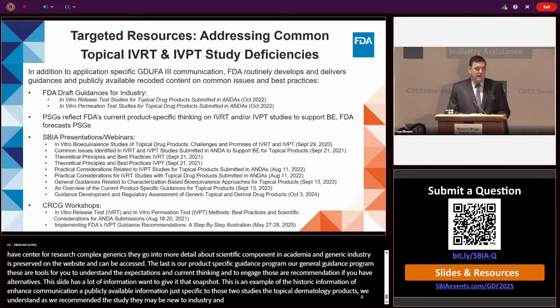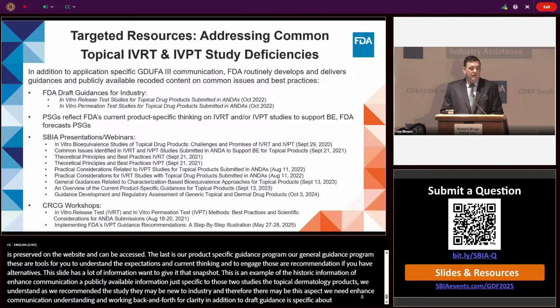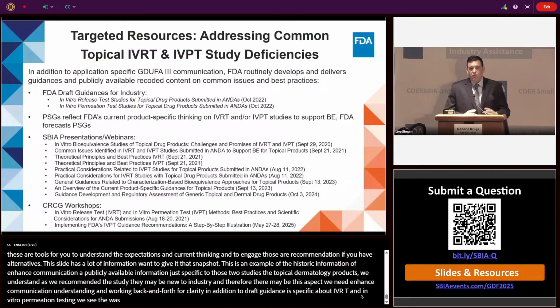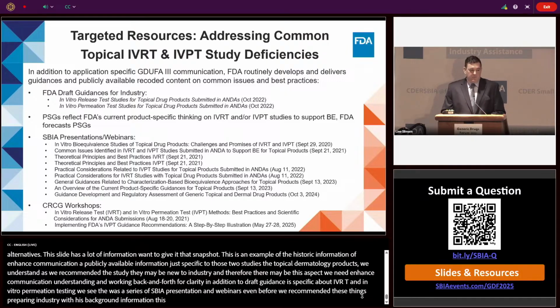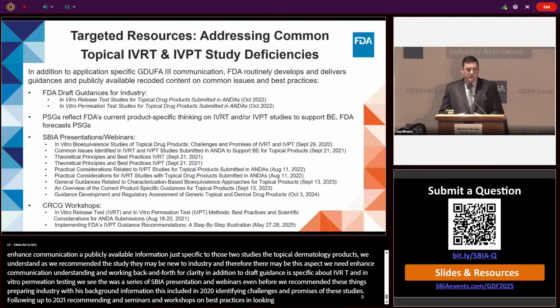So in addition to those draft guidances that were specific about IVRT for dermatological products that were released in October 2022 and the in vitro permeation testing, you also see that there was a whole series of SBI presentations and webinars even before we started recommending these things, preparing industry with this background information. This included the very original in 2020, identifying what are challenges and promises of these IVRT and the IVPT studies. Following up to that, you see 2021, we're already recommending and having seminars and workshops on what are best practices. And then looking at, okay, now we've got these guidances out there. How do you interpret these guidances? Are there questions on these guidances in 2022 and 2023?